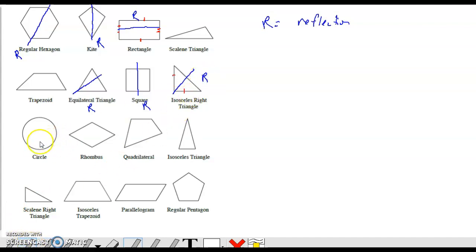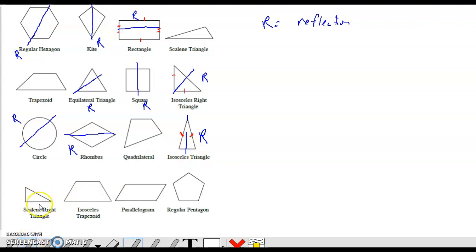A circle. Surprisingly, a circle also has reflection symmetry. This has multiple ways to draw your line through it. A rhombus also has reflection symmetry. Quadrilateral. A quadrilateral is just the name of a shape that has 4 sides. This unfortunately does not have any reflection symmetry. This one does, an isosceles triangle. Unlike an isosceles right triangle, this does not have 90 degrees, where your isosceles has two sides that are equal to each other.